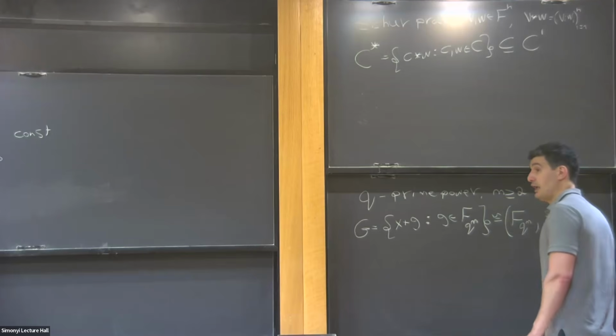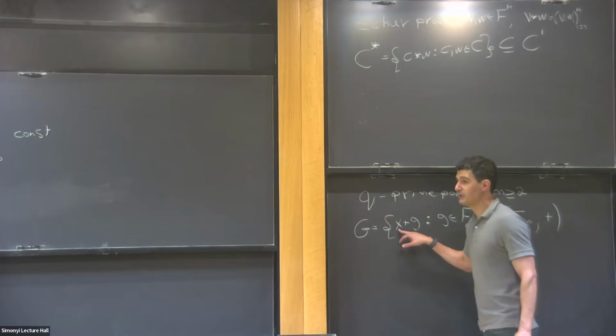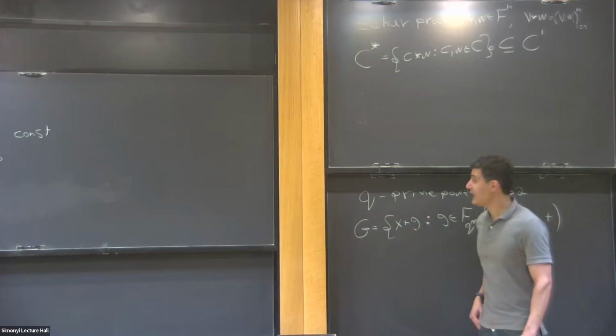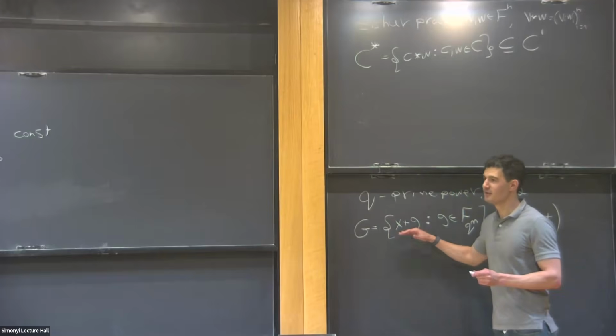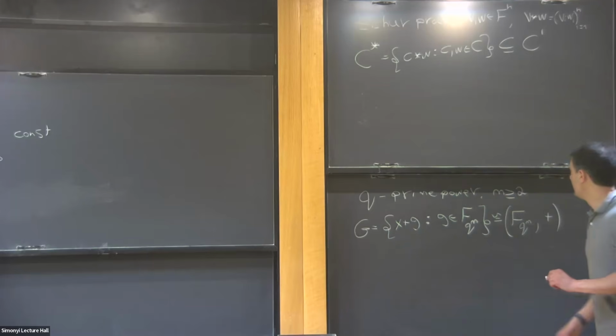Roger, what do you mean G is equal to X plus G? What is X? X is the variable. It's an affine transformation. This is an indeterminate? Yeah, this is the polynomial X plus G. That's what I mean. Okay, I see.